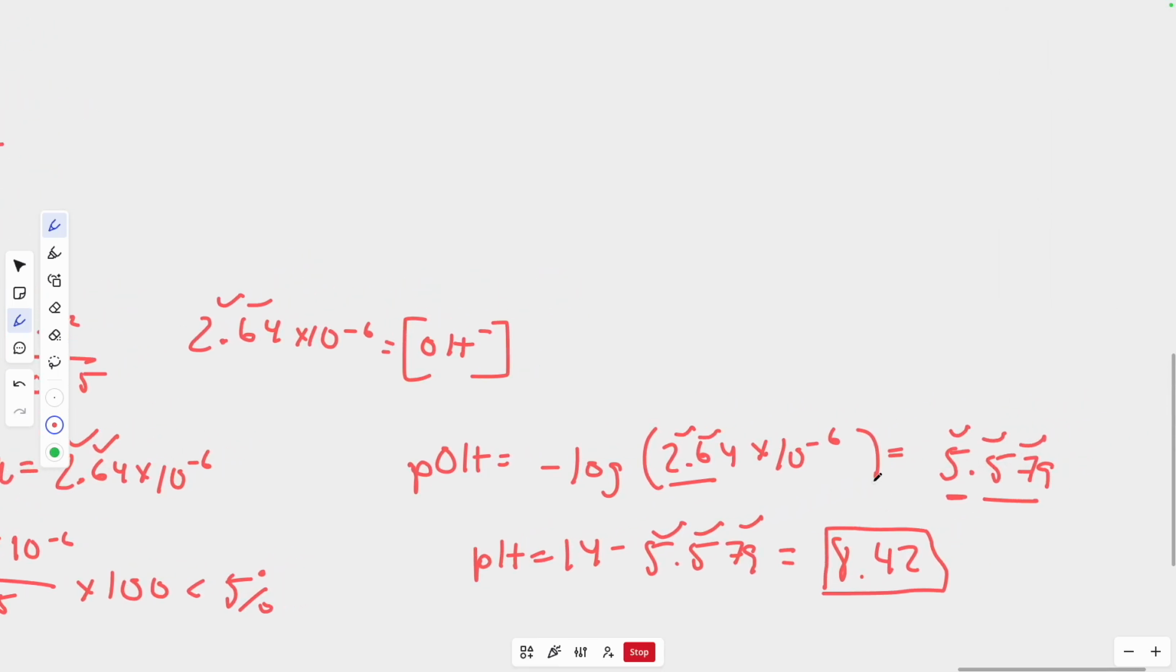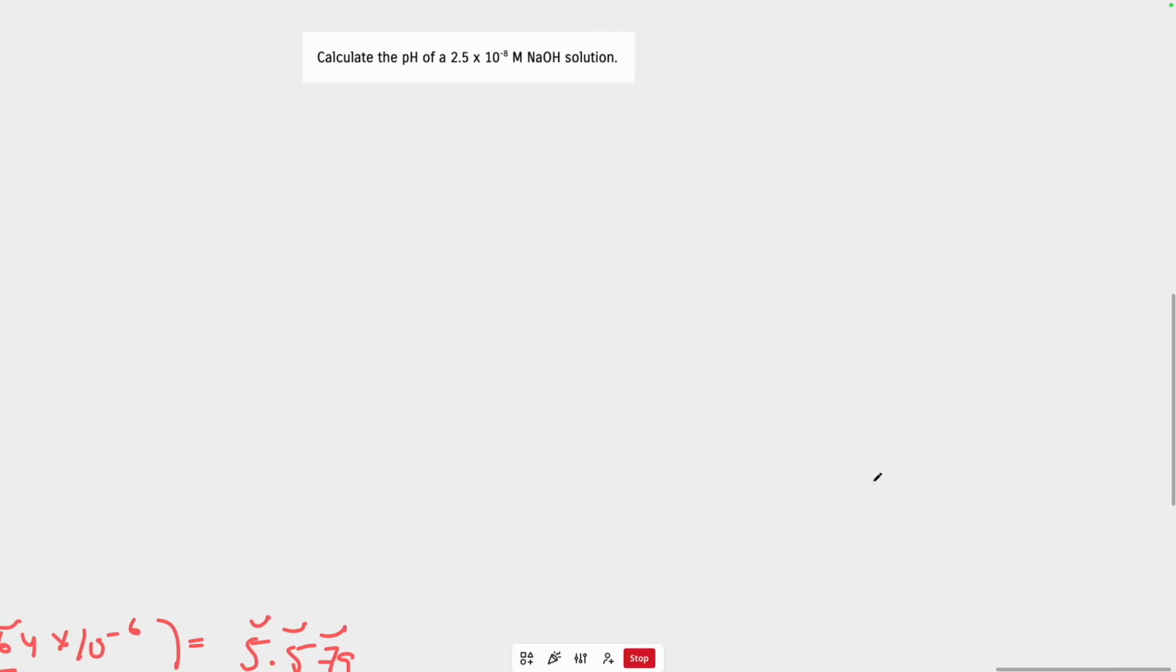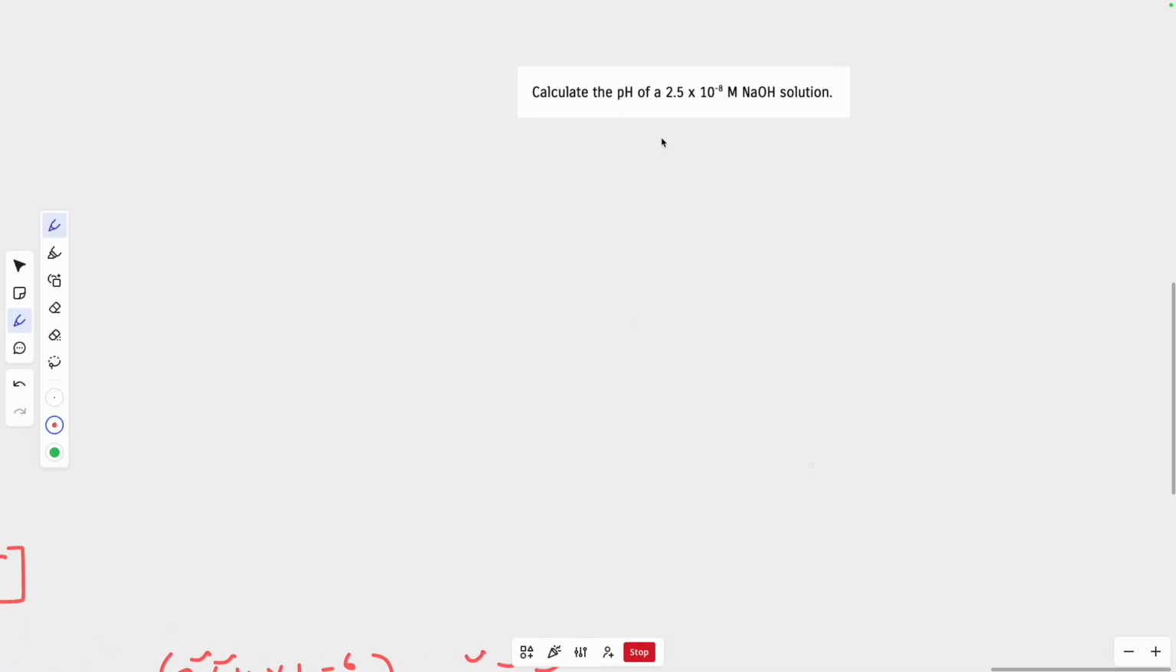Okay, so for the next problem, it says calculate the pH of a 2.5 times 10 to the power of negative 8 molar NaOH solution. Typically when you have a strong base or strong acid, the first instinct is to convert this using dimensional analysis to find the OH minus concentration, and then based off of that you find the pOH and then the pH. So at first I'm just going to try that and show you what it looks like, because typically that's what we do, right? If we have NaOH or other strong base, we find the OH minus concentration with dimensional analysis.